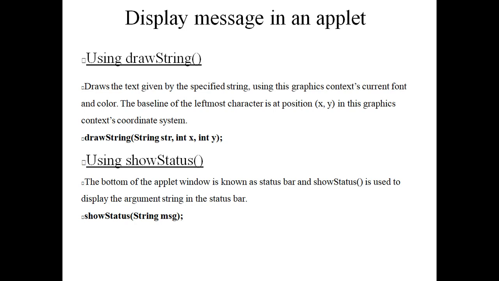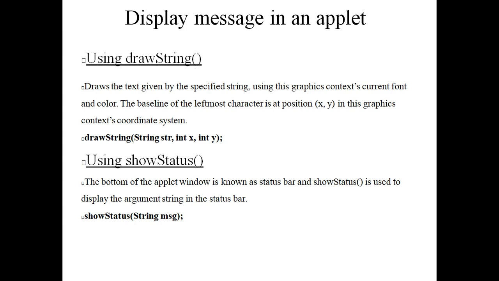drawString is a method present in the Graphics class, and it can be invoked using the object of the Graphics class. It has three parameters. Whatever string you pass in this method will be displayed on the body of the applet, and the position where the string has to be displayed can also be mentioned. int x represents the x coordinate and int y represents the y coordinate where the string has to be displayed. So drawString is basically used for displaying content in the body of the applet.